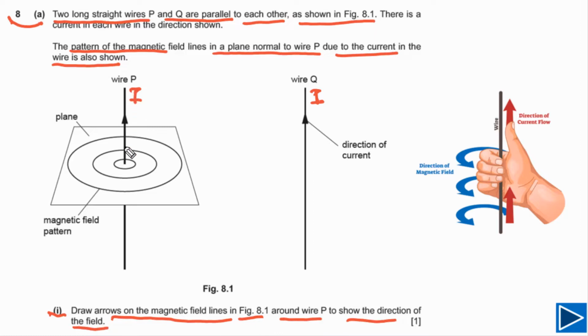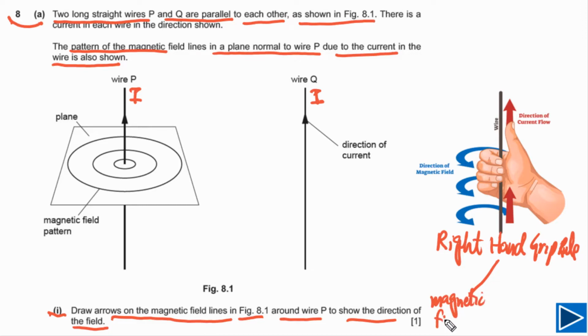So in this case, we have the direction of current. We need to find the direction of magnetic field. So we have to use the right-hand grip rule. Let's try to understand a little bit about the right-hand grip rule. Right-hand grip rule means you have to use your right hand, and the right hand can be used to find the direction of magnetic field, or it can be used to find the direction of conventional current.